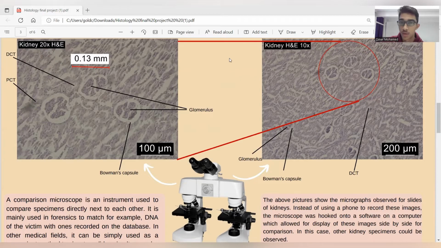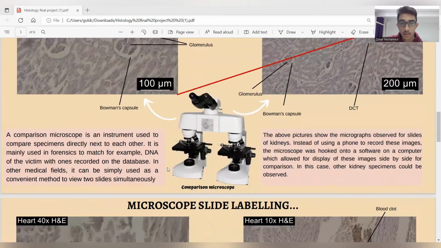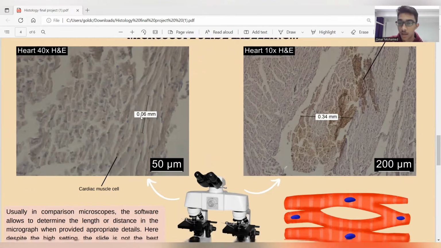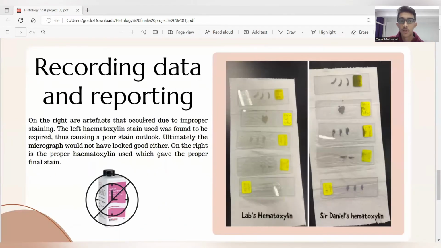And this is the kidney at 20 times, this is the kidney at 10 times, and also labeled. And this is the same using the comparison microscope, and this was the heart at 10, and this was the heart at 40 times magnification. So finally, for recording data and reporting, we can see these are some of the artifacts, and the right is actually the properly stained hematoxylin, and on the left, it is actually expired hematoxylin, which couldn't do the staining properly.